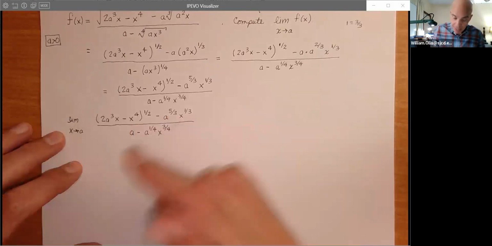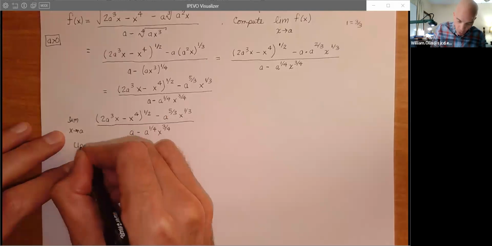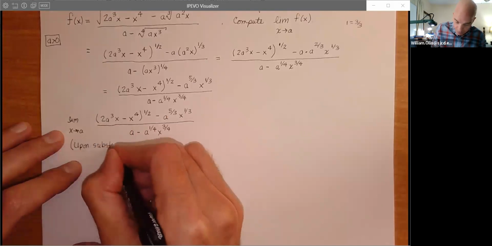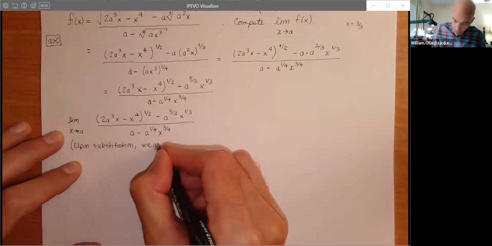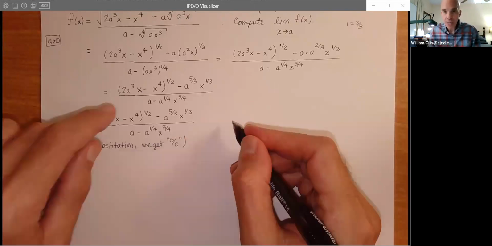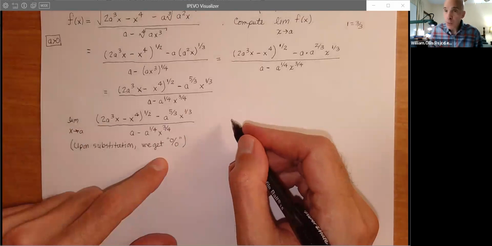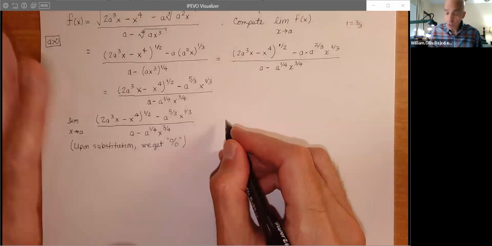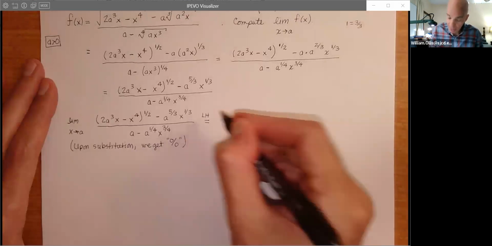So the idea is right here, since this is a little bit more complicated, I'll write a little more words here. Upon substitution, we get 0/0. So again, the a squared minus the a squared is 0. And of course, the a minus the a is 0. So that's indeterminate. So that's one of the forms that we can apply L'Hopital's rule to directly. We don't have to take logarithms or rewrite things algebraically. So now we'll apply L'Hopital because that's the hypothesis that we need.